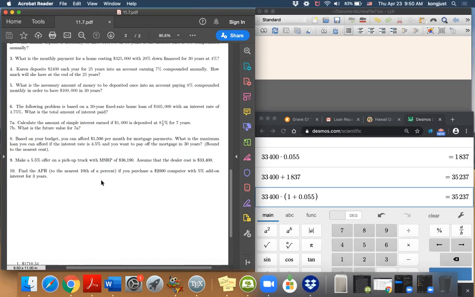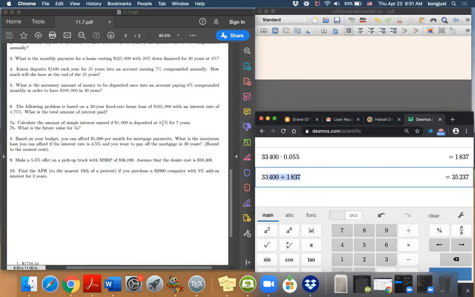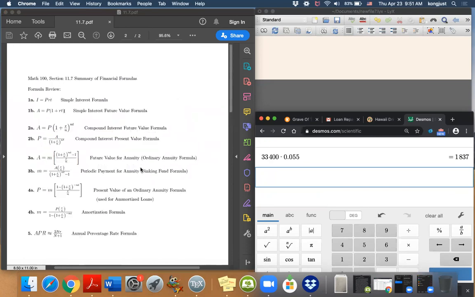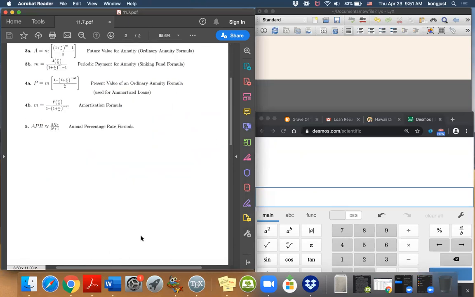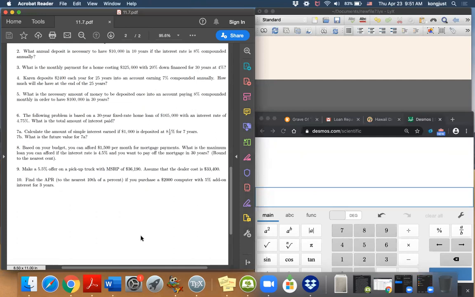Find the APR to the nearest 1/10 of a percent. You purchase a $2,000 computer with 5% add-on interest for 3 years. Okay. So what do you think we're gonna use here? I think it's pretty obvious. There's only one left, and it's APR. So the only one we haven't used so far, right? And it says right here APR, annual percentage rate. So yep, that's the one. Find APR.